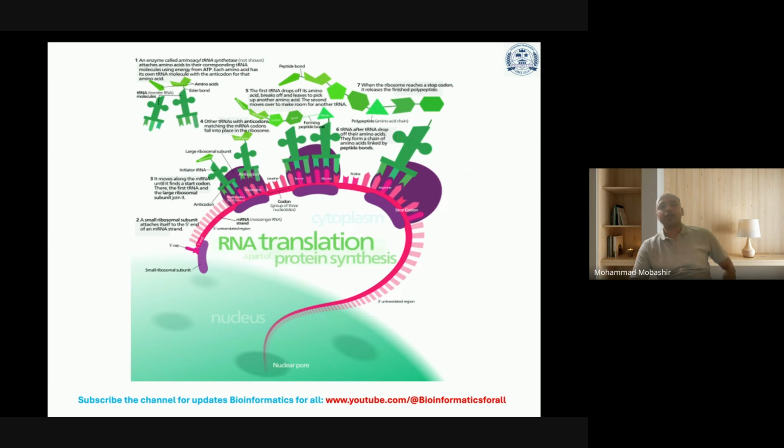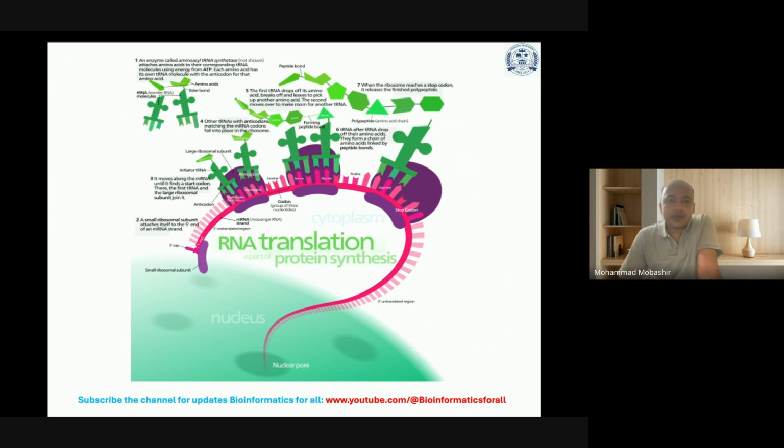Now, how could this translation process work. So you need to understand in detail the protein synthesis, which is the final product protein as a result of RNA translation. So in one step, you can see here an enzyme called aminoacyl transfer RNA synthetase attaches amino acids to their corresponding transfer RNA molecules using energy from ATP. Each amino acid has its own transfer RNA molecule with the anti-codon for that amino acid.